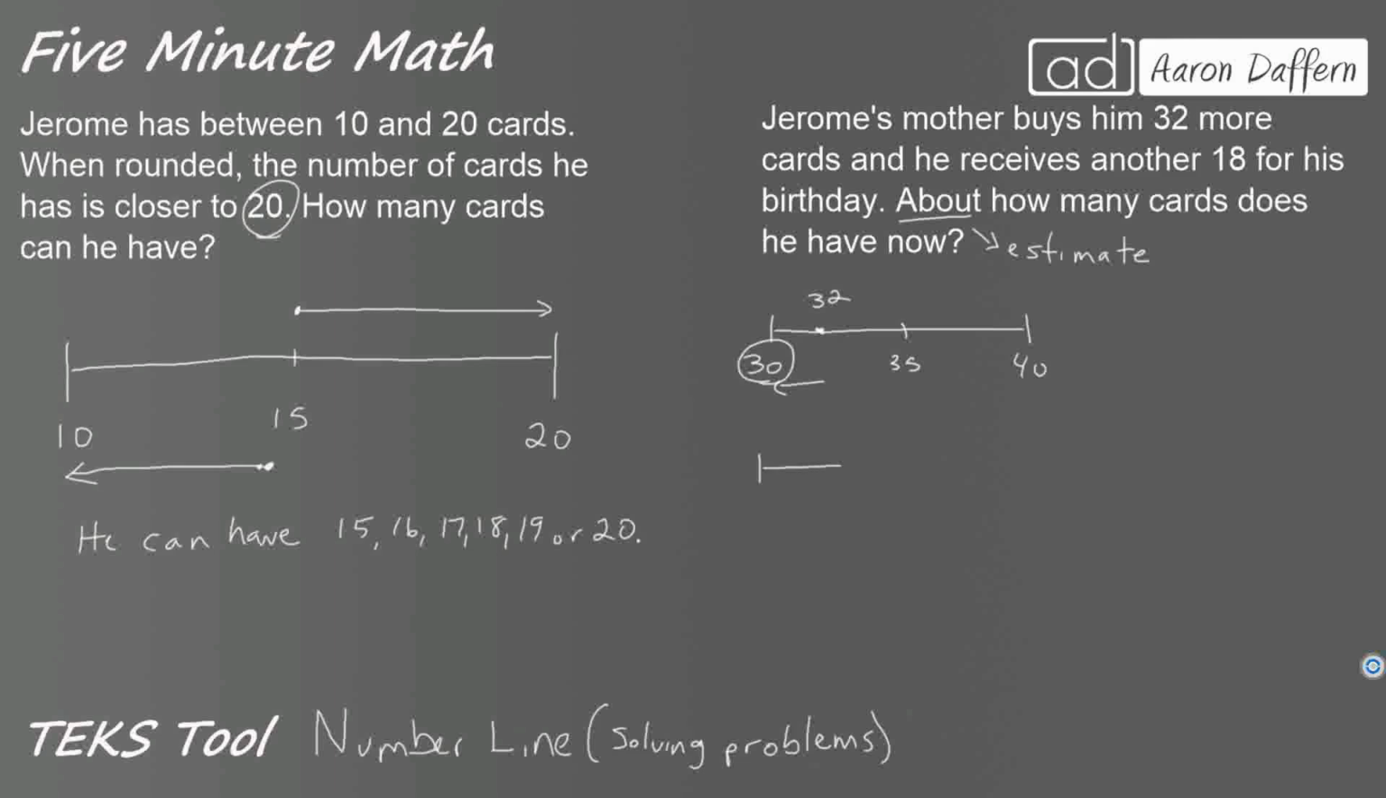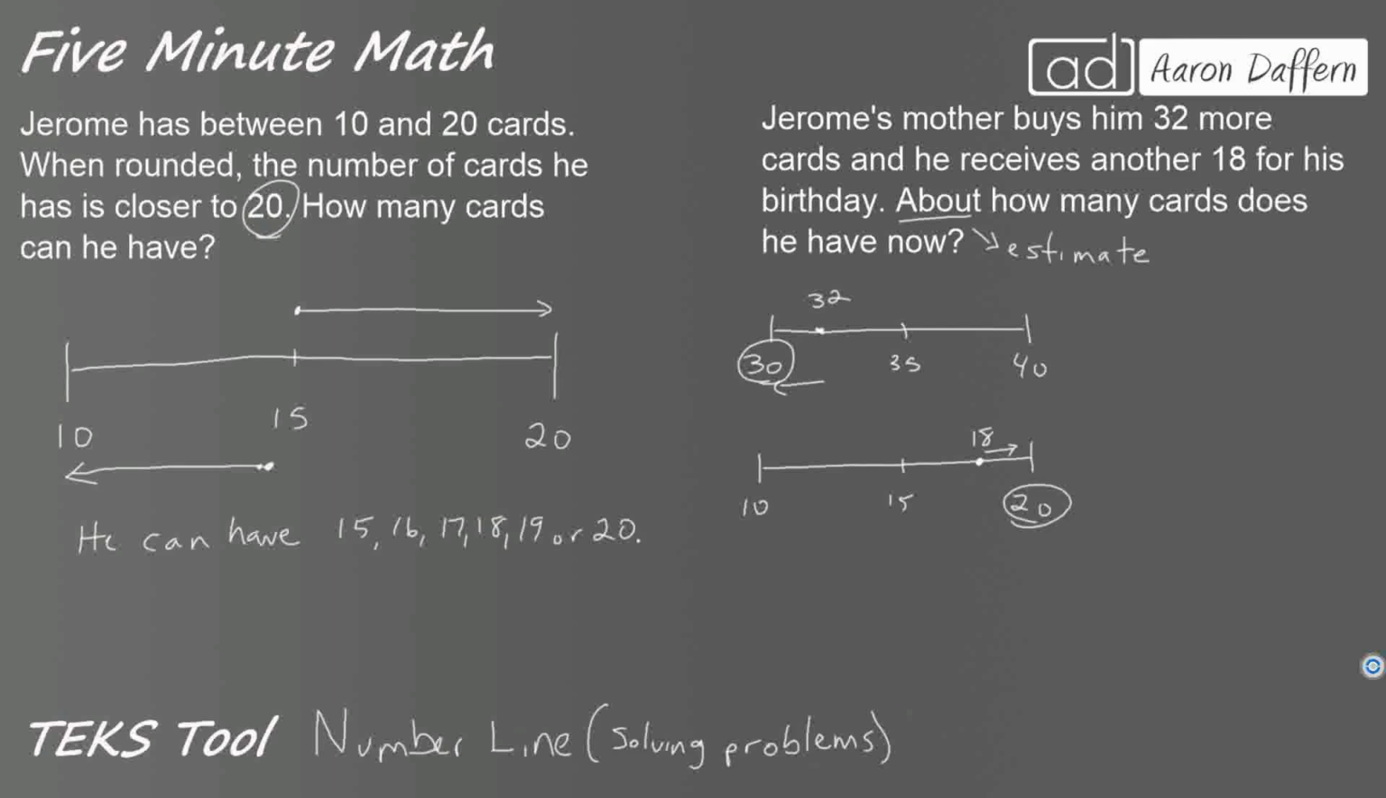So we have about 20, about 30, and then we've got 18 that he received for his birthday. So let's draw another number line. 18 is between which two tens? 10 and 20. Let's draw a midway point. That's going to be 15. Now 18 is going to be up here. It's definitely closer to 20. So that's going to go up here.